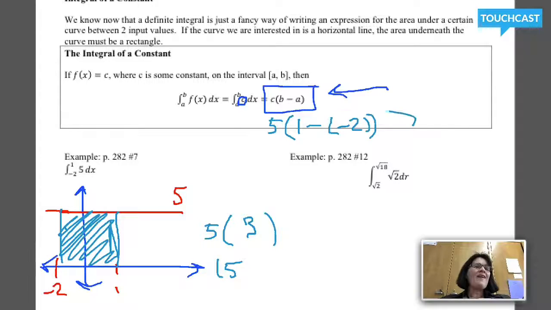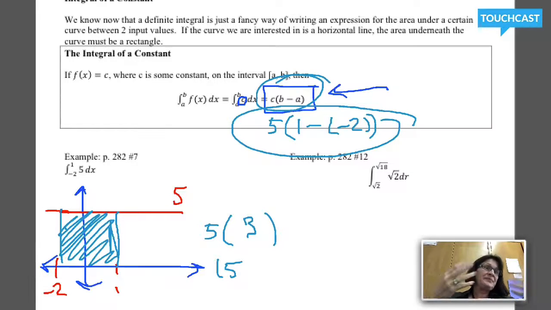But all this does is sort of formalize a formula you could memorize for finding essentially the area of a rectangle. So how high is your rectangle going to be? Well, it's whatever your constant function was. How wide is it going to be? Well, it's going to be the top limit minus the bottom limit. That's going to be your horizontal distance.